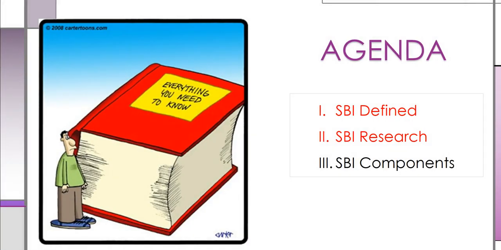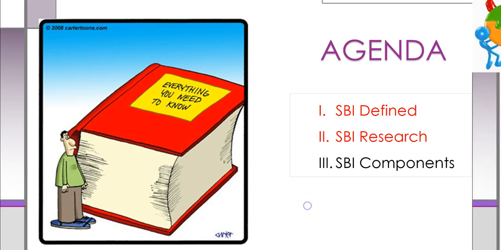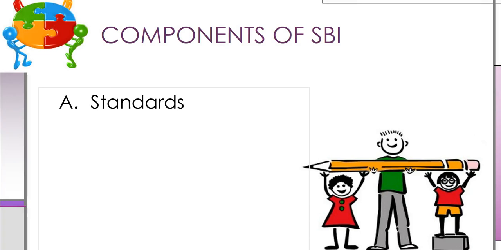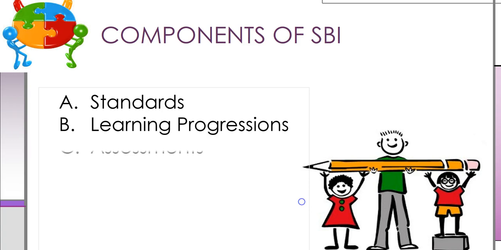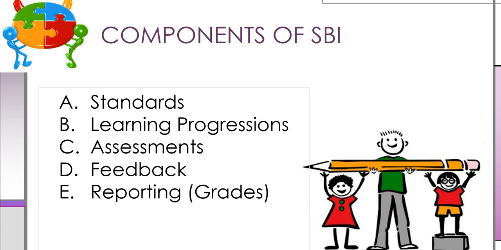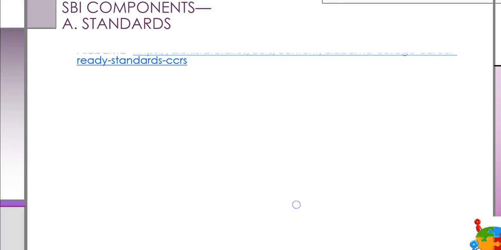Our agenda this time focuses only on the components. We've already looked at the SBI defined and a little research, and now we're focusing on the components. Components for standards-based instruction that you really need to be familiar with are the standards, learning progressions, assessments, feedback, and reporting. And we'll look at each one of these in overview, and then we'll look at them more in depth when we start doing our lesson plans.